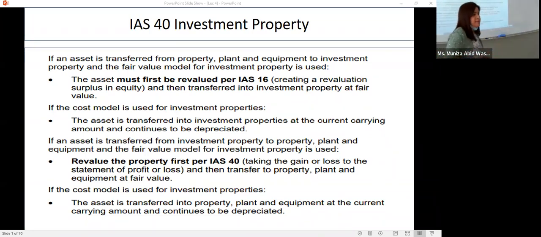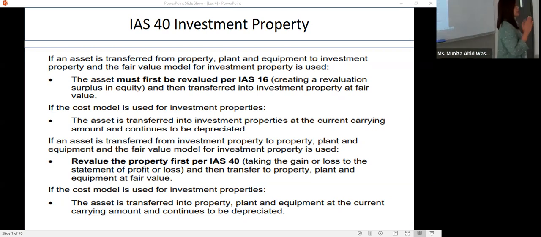Sometimes the opposite case happens. We are recognizing our property, plant, or equipment under IAS 40 because we were giving it for rentals, but now we have started using that particular property, plant, or equipment in our own business to generate economic benefits. So both cases can happen. Sometimes we are shifting from IAS 40 to IAS 16, and sometimes from IAS 16 to IAS 40. So what are we going to do when we have this kind of situation? Let's have a look at the slide.